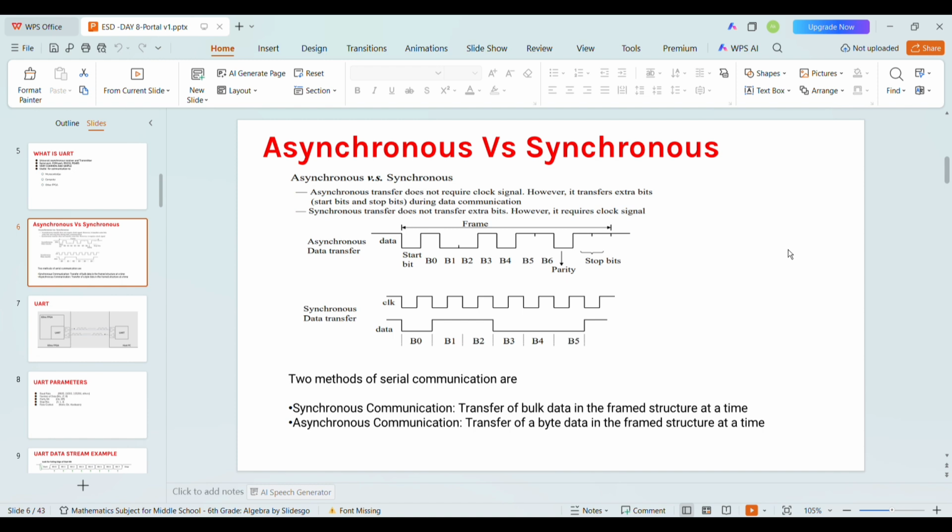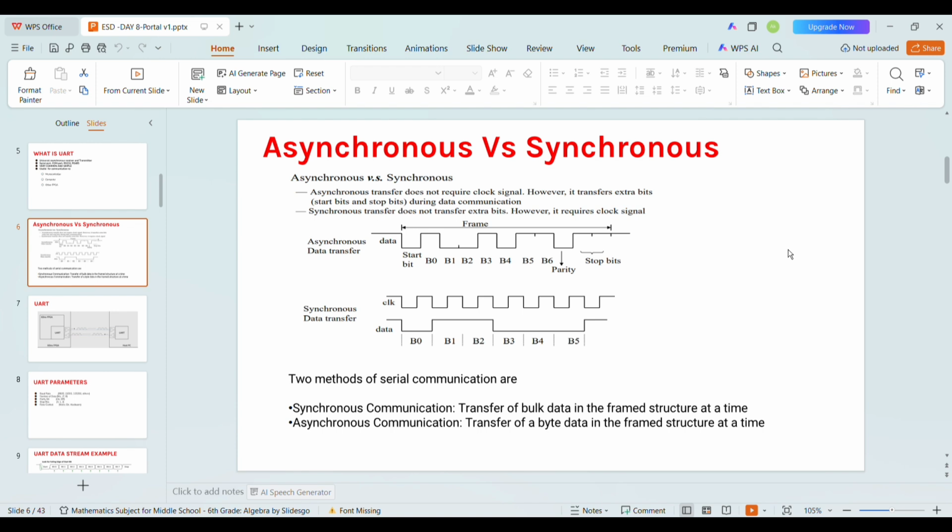So what difference does the synchronous make? Let's see. In synchronous, the data is accompanied by a clock signal, which acts as a stopwatch that decides when to start and when to stop, and the data is transferred accordingly. So for bulk data, the synchronous data transfer method is used.